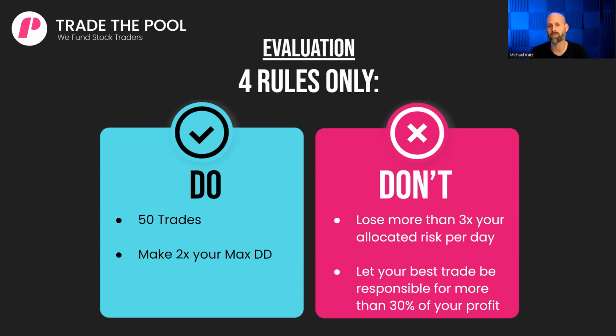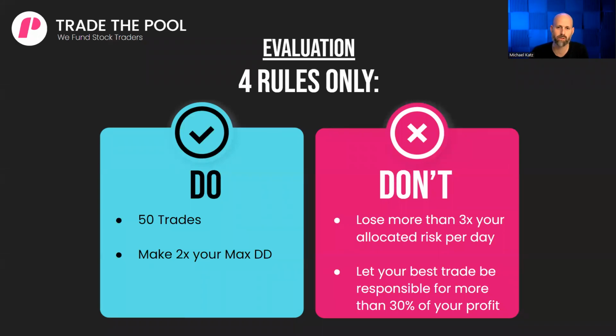You have only 4 rules that you need to take into consideration. You need to make 50 trades. I want to see you trade. I want to understand with those 50 trades that you can be consistent. And you need to reach the goal, you need to make 2 times your maximum drawdown. That's it for the do. The don't: you don't lose more than 3 times your allocated risk per day, and your best trade cannot be responsible for more than 30% of the profit.